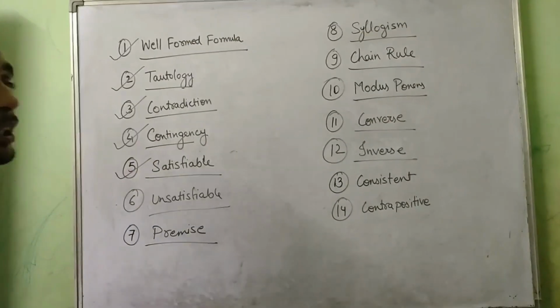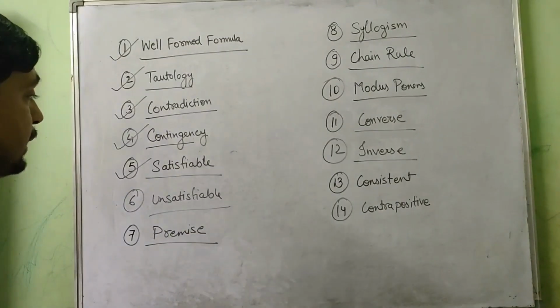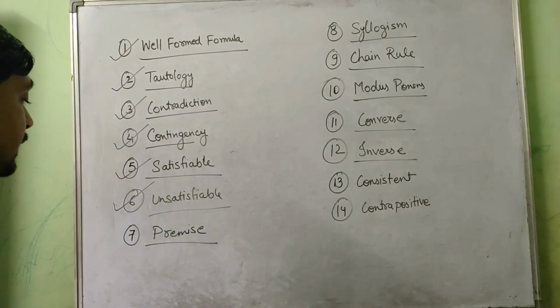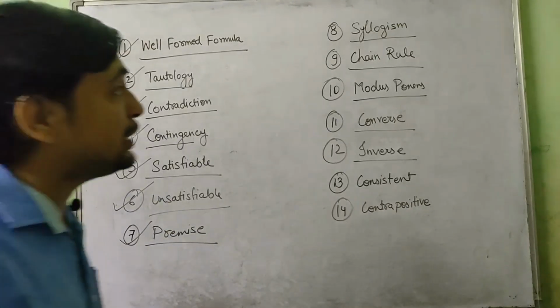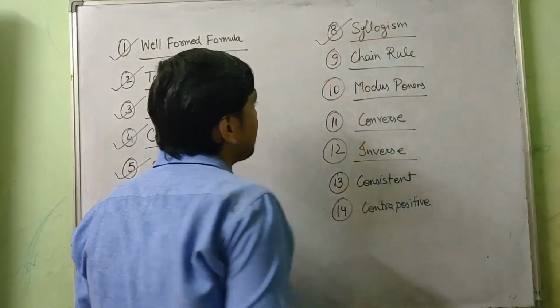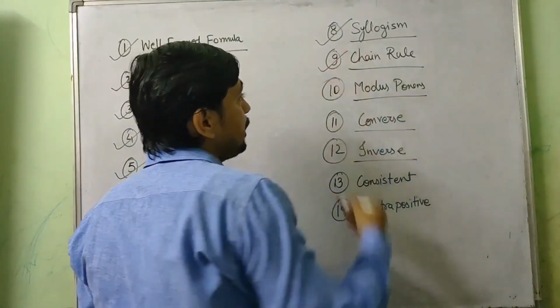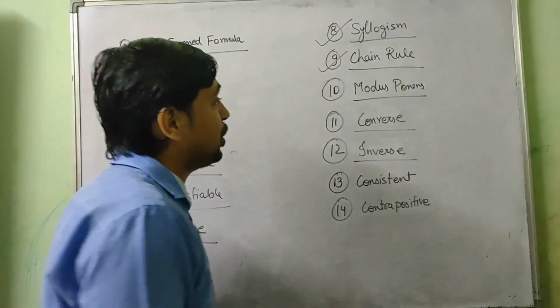Satisfiable: if the proposition results in any one. If the proposition has a one in it, it is satisfiable. If all the results of the proposition are 0, it is unsatisfiable. If the proposition is concluding something, it is a premise. If two different premises are concluding something, it is a syllogism. If the first proposition implies the second, the second implies the third, and the first implies the third, then it is a chain rule.